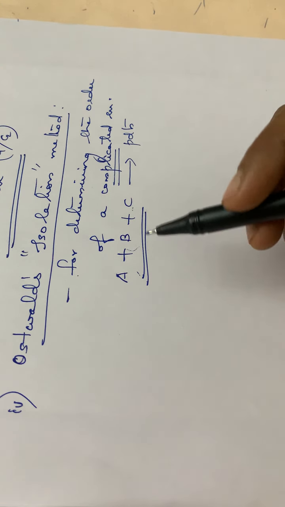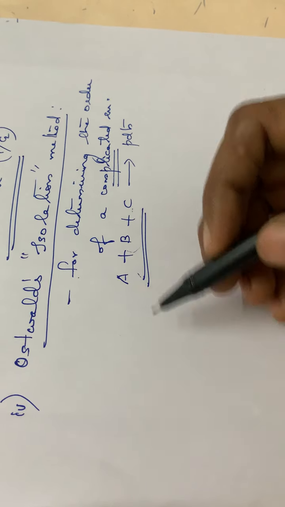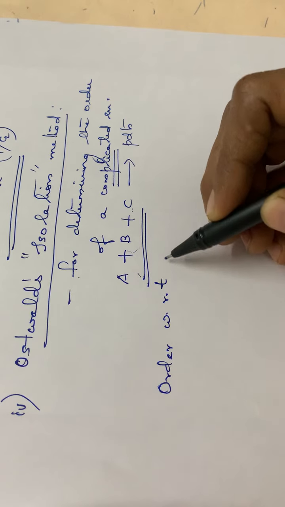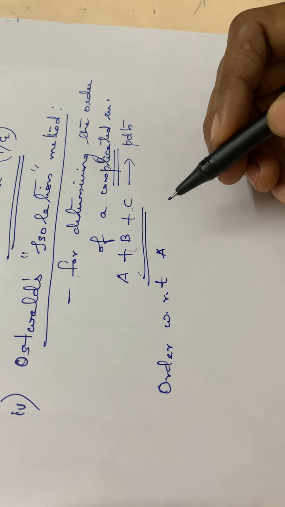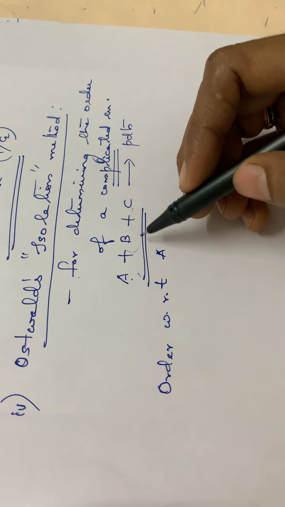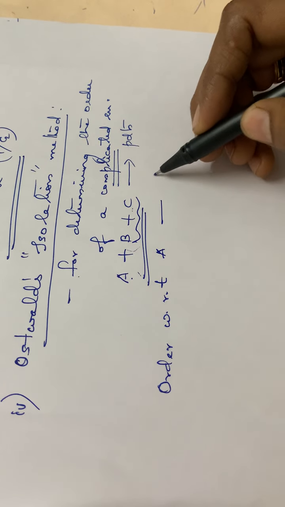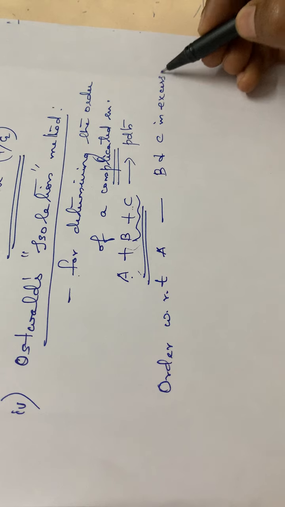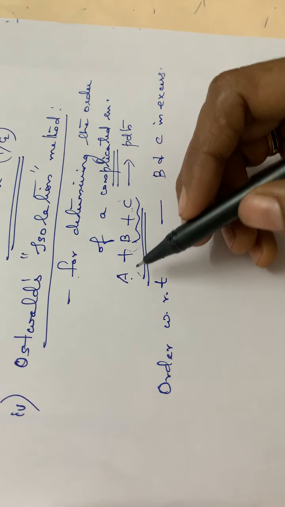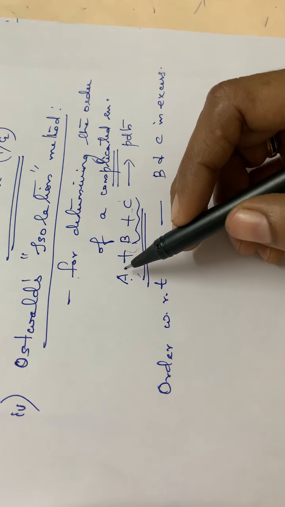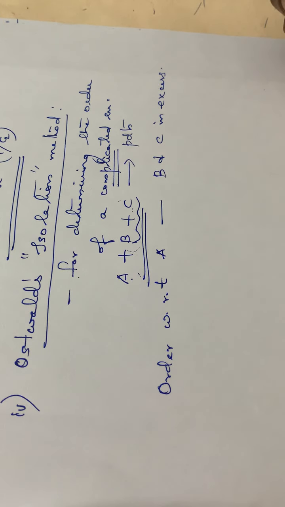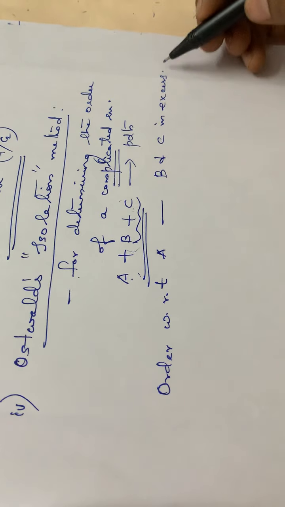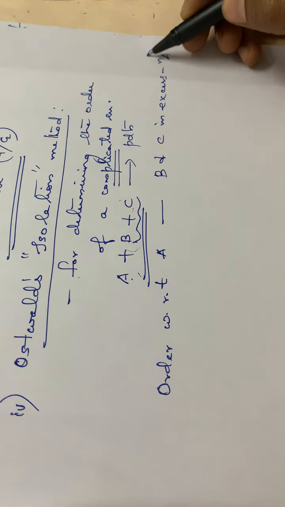So first of all, we will do it like this. We have to find out the order of the reaction with respect to A. For that, we will be taking B and C in excess. If B and C are in excess, what about the order? The order will depend only on the concentration of A. So then we will have the order of the first reactant, that is, we will be getting Na.